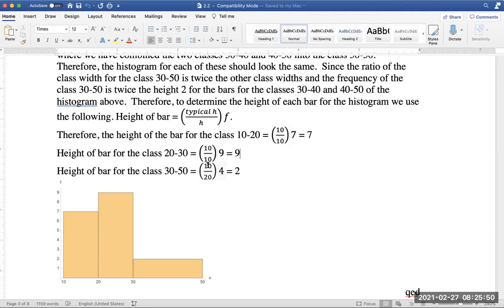Lastly, my typical class width is 10 in this situation. My class width for 30 to 50 is 20, since 50 minus 30 is 20. So my class width for this particular class is 20, and the frequency for this class is 4. 10 divided by 20 is 1/2, times 4. So 4 divided by 2 is 2. Therefore, the height of the class from 30 to 50 should be 2.